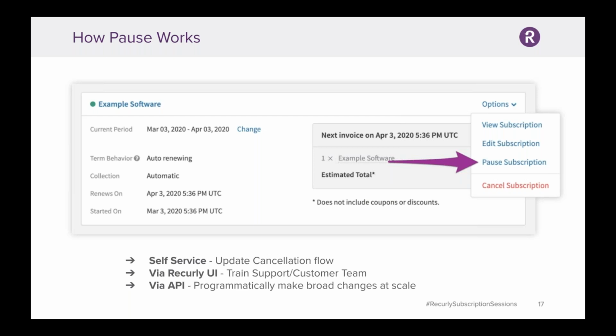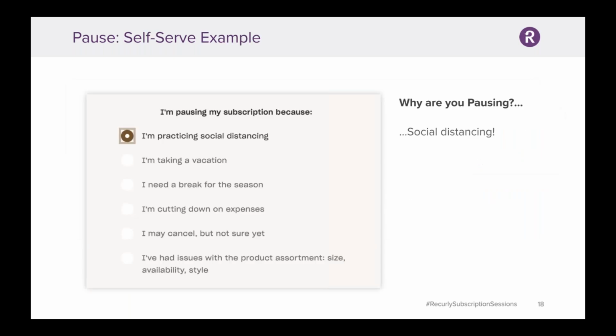Yeah, and speaking of genius, let's go to the next slide. I really love this next example. This is an example of one of our customers who's offering pause in their cancellation flow. One of the things they're offering is, hey, tell us why you're pausing, right? And you can see the first option on this list says, I'm practicing social distancing, right?